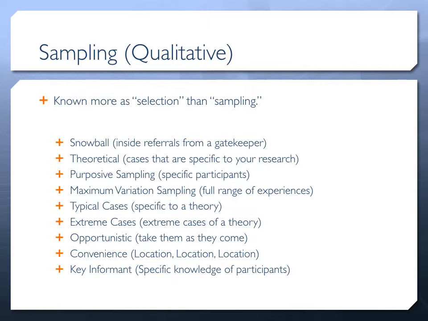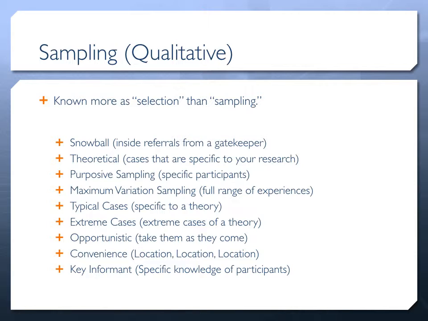There's purposive sampling, where you're looking for specific participants. So not related just to the theory specific to your research, but now you're relating this to specific participants. And I don't just mean people with Parkinson's. It's got to be specifically the participant that would make your sample absolutely pure.